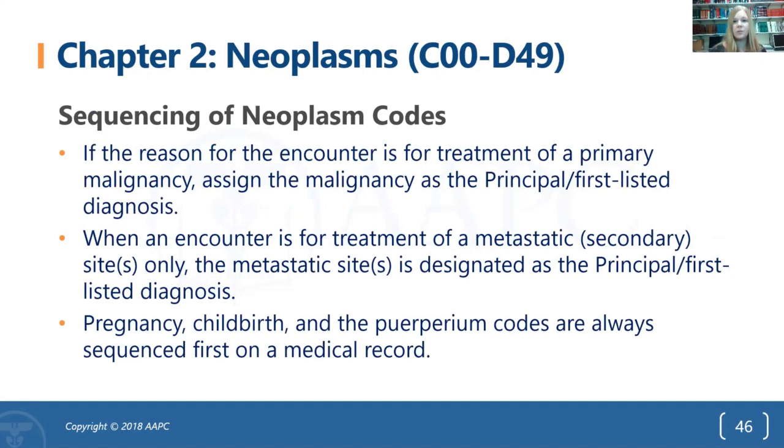Sequencing rules are as follows. If the reason for the encounter is for treatment of malignancy primary, you would assign the code for malignancy as the principal diagnosis. When the encounter is for treatment of the metastatic site, then the metastatic site would be listed as primary. As per the coding guidelines, anything from those OB settings, childbirth, puerperium, etc., are always sequenced as the principal diagnoses.